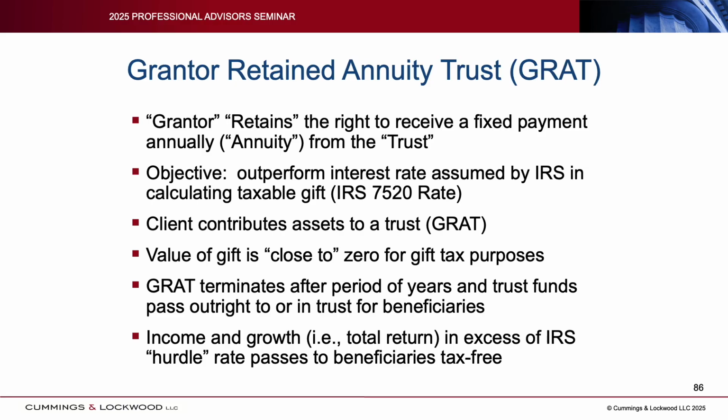Well, the hope is that the assets that you put into the GRAT will outperform the discount rate, that 4.6%. And if they do outperform that discount rate, there will be assets left in the GRAT at the end of the term. And at the end of the term of the GRAT, those assets will pass tax-free. So that's the goal here. We're trying to put into the GRAT assets that will return, and that's a total return, dividends, interest, capital gains, that will return more than the IRS discount rate.